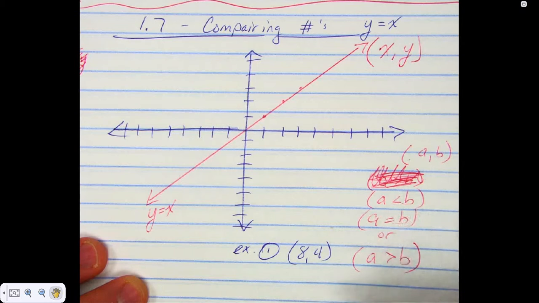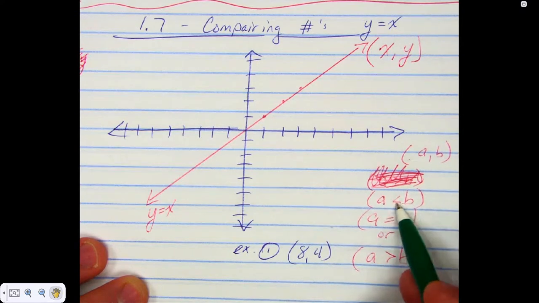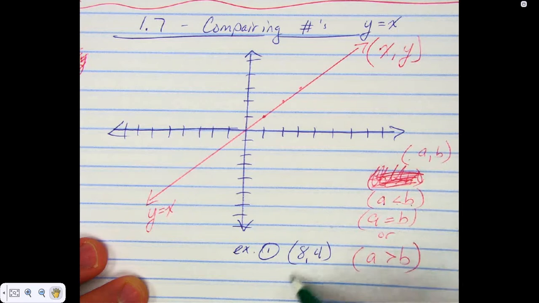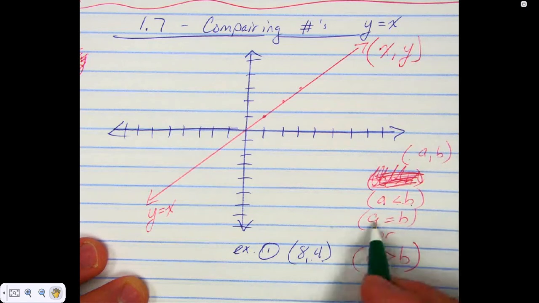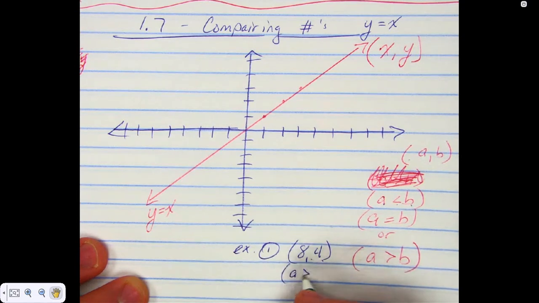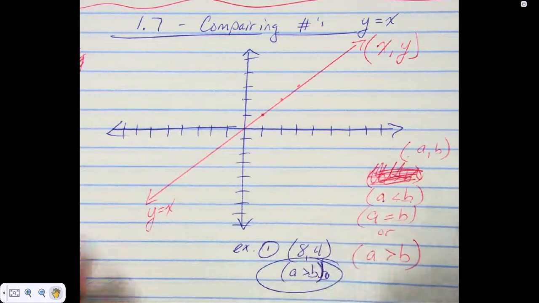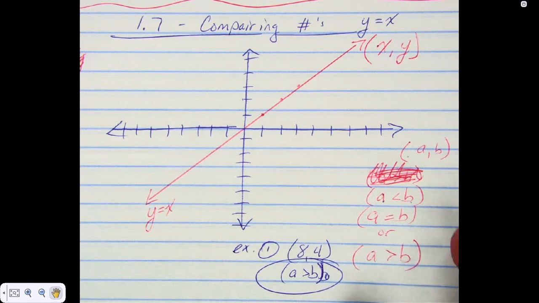Which one does this satisfy? Is A less than B? Is 8 less than 4? See, people might have problems with this. You're like, is it really that easy? Yes, it is. Is 8 equal to 4? Is 8 greater than 4? So the answer is what? It satisfies that one. A is greater than B. Make sense?